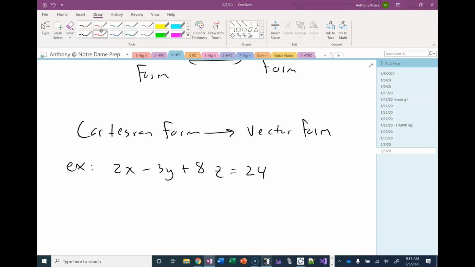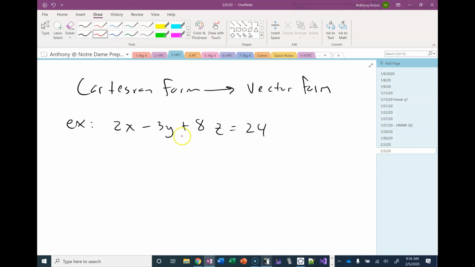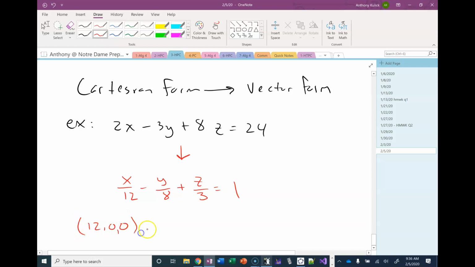So let's say we have the plane 2x minus 3y plus 8z equals 24. My plan here is just going to find 3 points on the plane and then write the vector equation from 3 points, just like we did a few moments ago. So to find those 3 points, basically I'm going to do the same thing that we did to graph this. So if I divide both sides by 24, we can see that we get the 3 points: 12, 0, 0; 0, negative 8, 0; and 0, 0, 3.